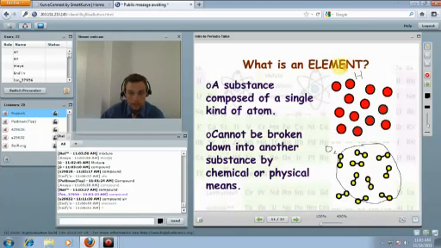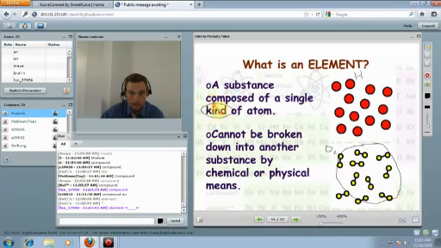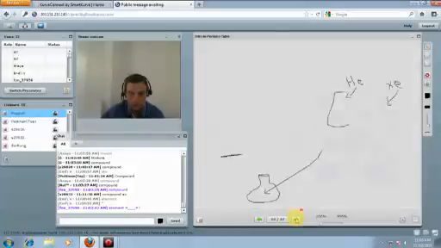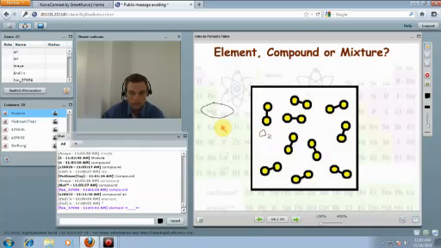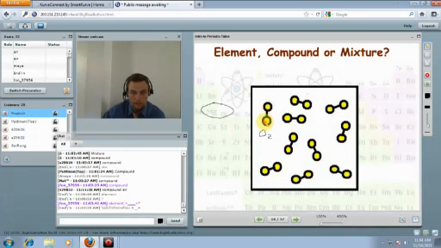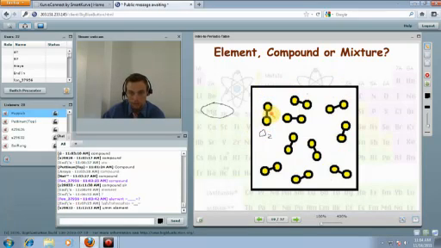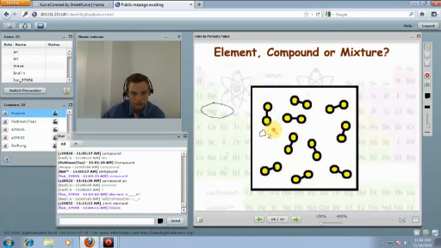What is an element? A substance composed of a single kind of atom. Yes, it is an element. So even if there's a bond here, if it's the same element, this is just one element. Oxygen. It's just bonded to each other. Element, perfect. Element, okay.